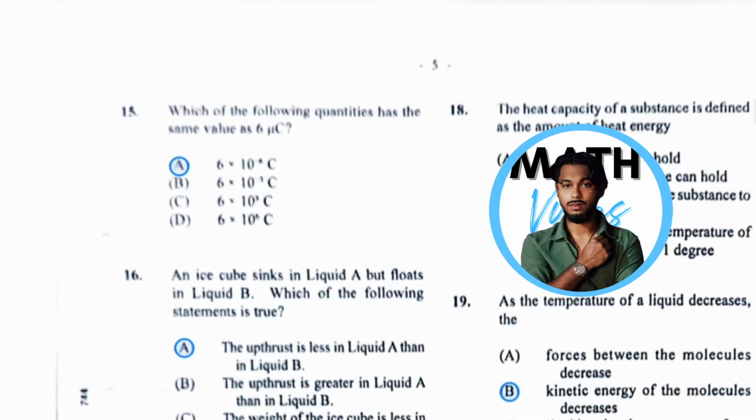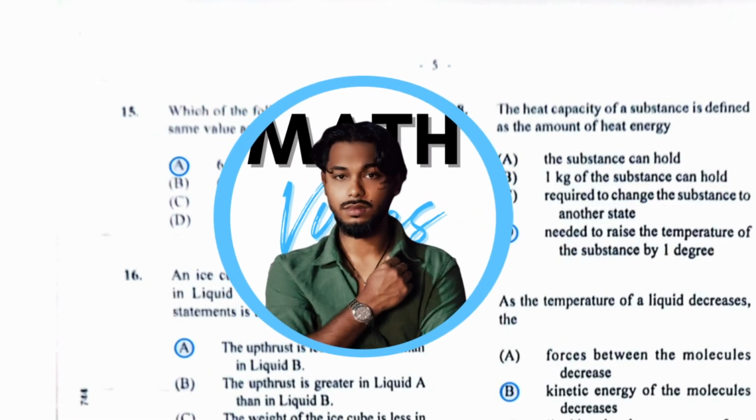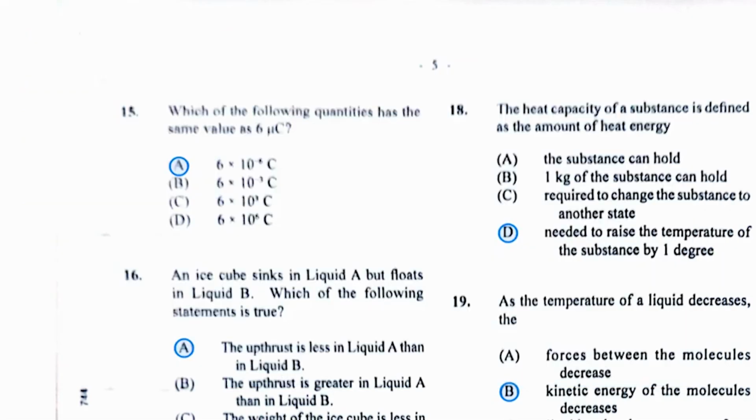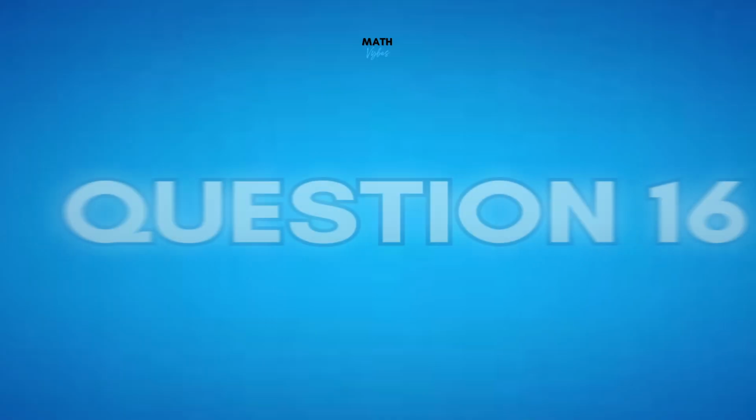Let's move on to question 15. Which of the following quantities has the same value of 6 microcoulombs? So guys, here is a list of all the prefixes you need to remember, but micro means 10 to the power minus 6, so the answer is E.